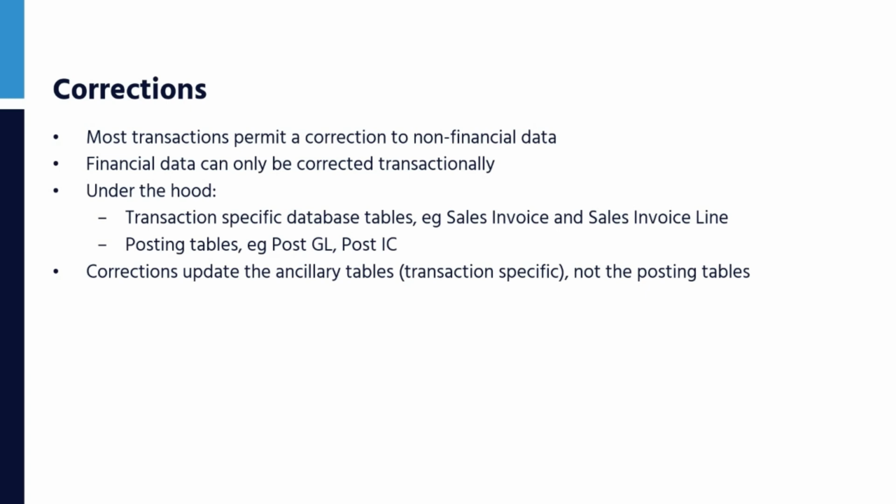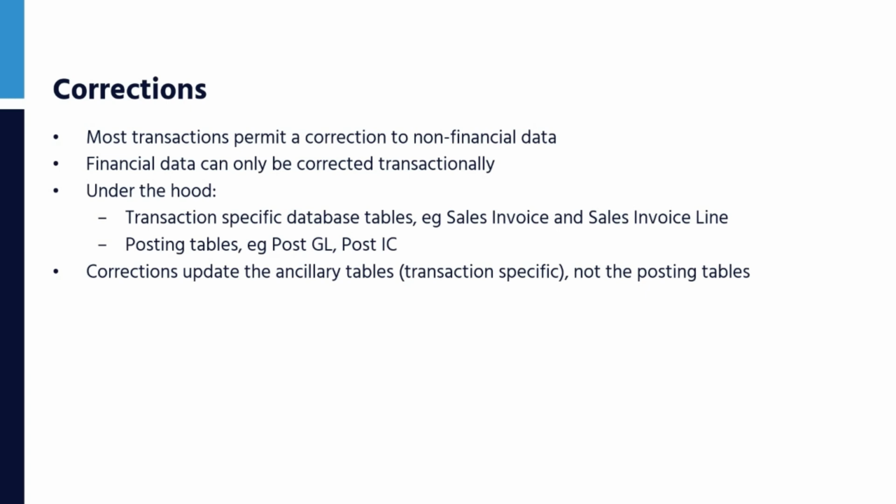And just where the corrections do cause a little bit of confusion is underneath the hood, we have transaction-specific database tables. So we've got a sales invoice and sales invoice line table. And so when you do a correction on a sales invoice, it's those tables that are interacted with. And then we have our posting tables. So that's where the financial aspects of those transactions hit. So we've got our post GL for general ledger or nominal ledger, and our post IC for the inventory control ledger. So when you do a correction, those posting tables are not touched at all because that's the transaction level detail that's been posted to the ledgers.